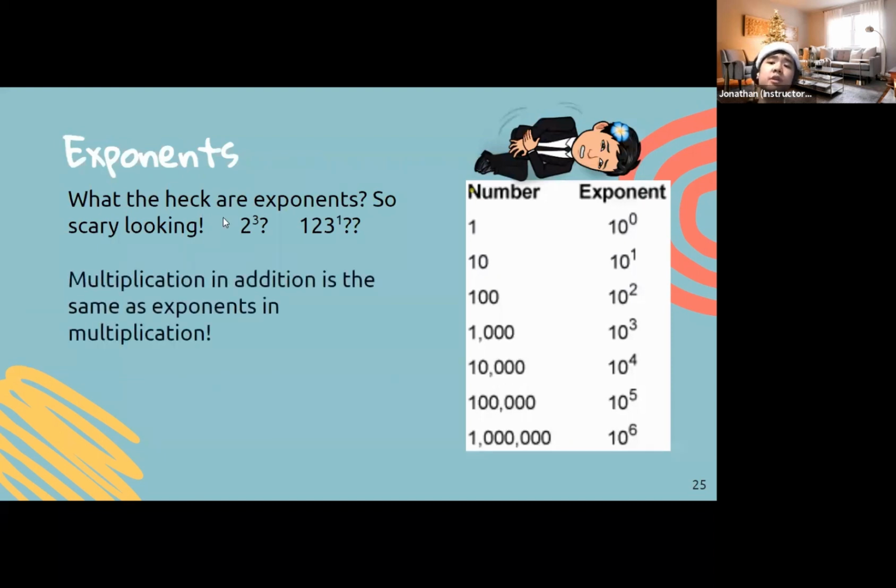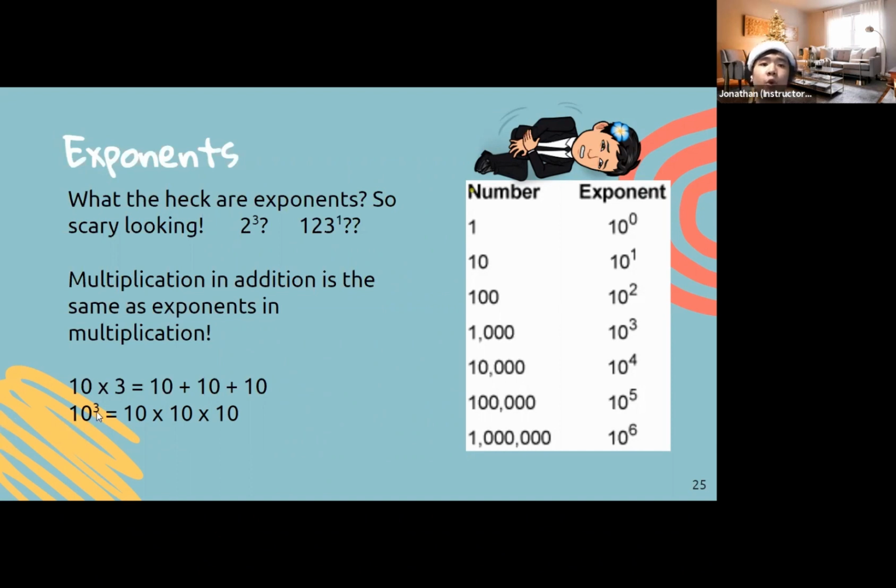So multiplication and addition is the same as exponents and multiplication. What do I mean by that? So 10 times 3 is equal to 30, right? 10 plus 10 plus 10. Well, 10 to the 3 is equal to 10 times 10 times 10. So it's basically just multiplication a bunch of times. The 10 tells you the number you're multiplying by, and the 3 tells you how many times.